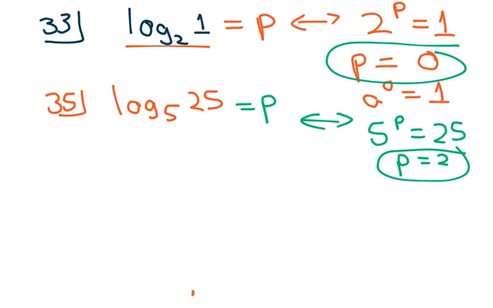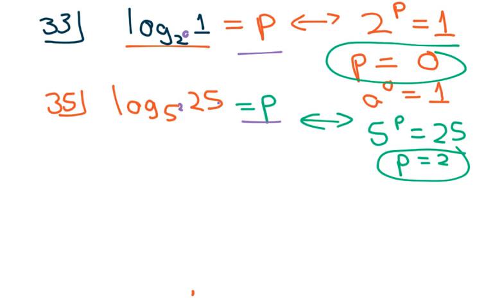Now what you can do once you get used to this, and you don't have to keep setting it to p, what I tend to do is just look at it this way. When you're trying to evaluate, just know that 2 to the 0 equals 1. 5 squared equals what? 25. So if you want to look at it that way, you can.